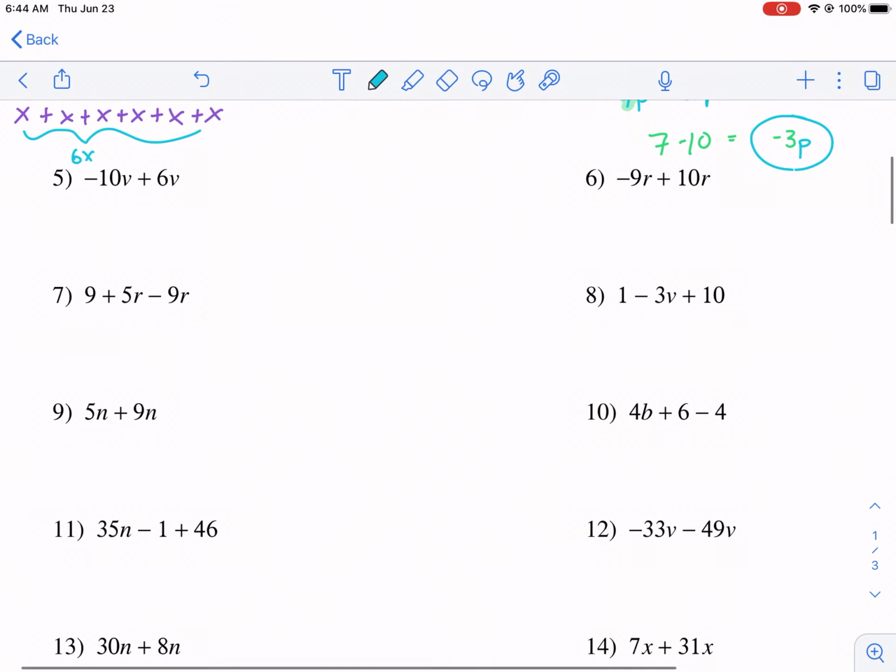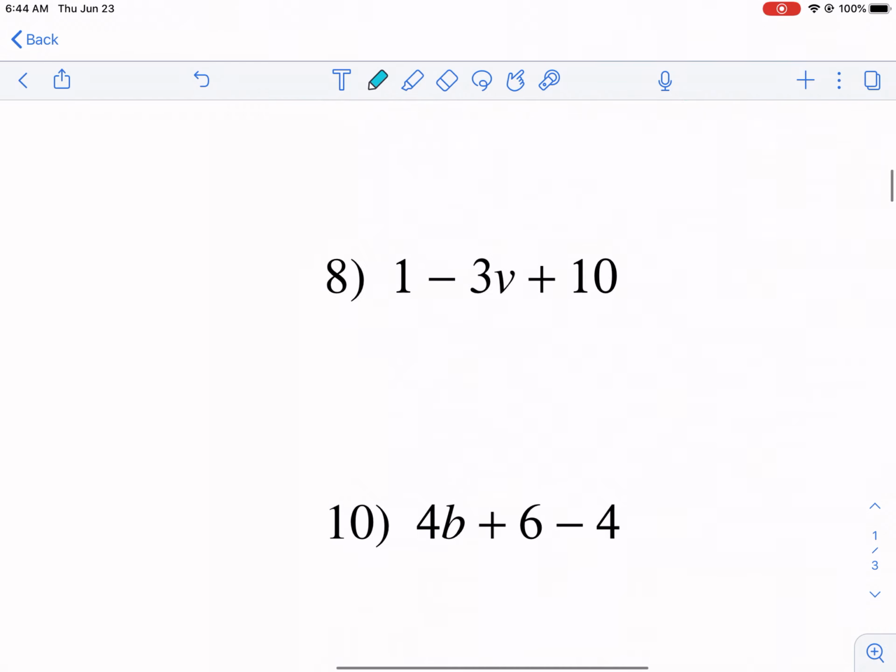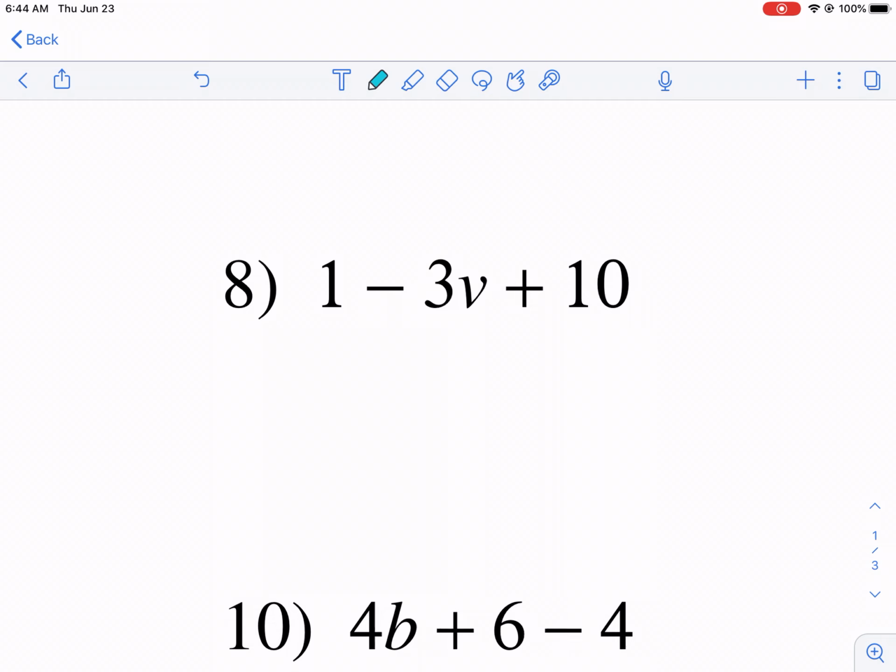Let's do a couple more before we get to the harder ones at the bottom. So here we have only one variable, negative 3v. And again, I like to underline it because chances are you're not going to have highlighters and stuff with you. So I'll underline this one. No, let's keep it consistent. I'll use the squiggly for the variables.